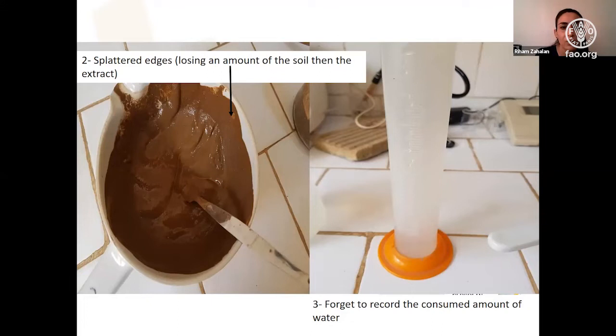We can see also why we say we need to start from the edges till the center, because we don't want to see this kind of mistake on the left. For example, the cluttered, polluted edges, because I'm going to lose an amount of the soil on those edges. So I can't do a complete transfer of the soil to the Buchner funnel. It's not preferred, and I'm going to lose some of my soil sample, so my calculation won't be as accurate as I want.